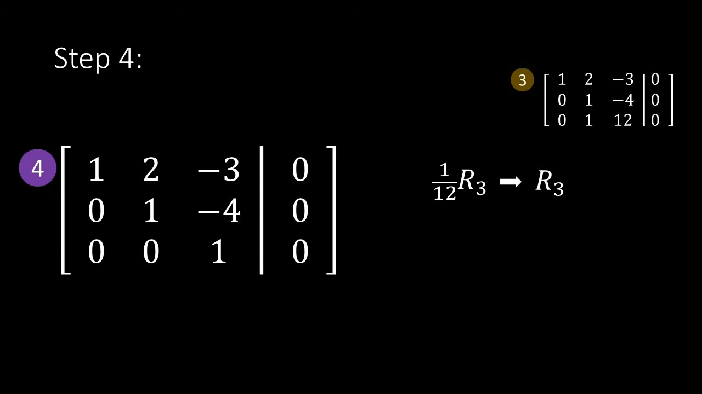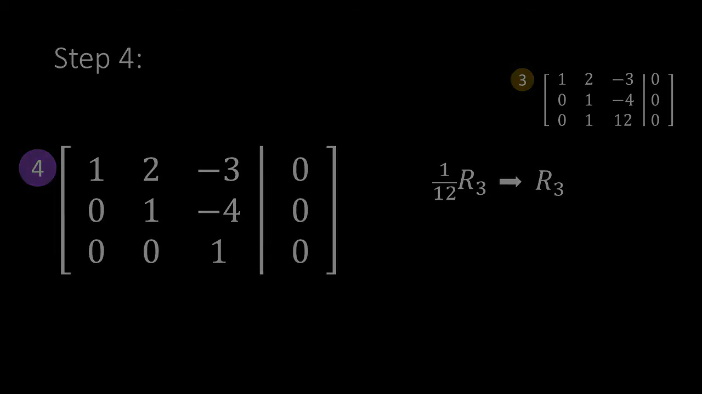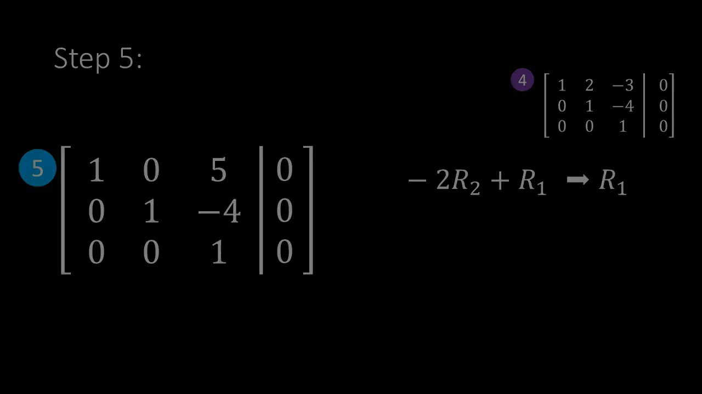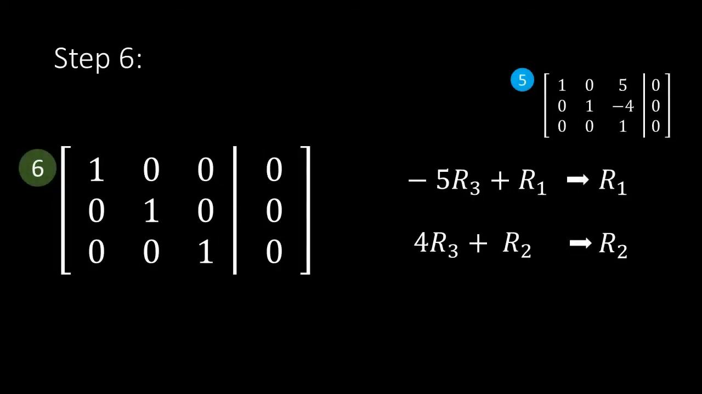Next, we copy the first row and copy the second row, then multiply 1/12 to row 3 to become our new row 3. Copy the second row, then copy the third row. Next, we multiply -2 to row 2 and add row 1 to become our new row 1. Next, we copy row 3.